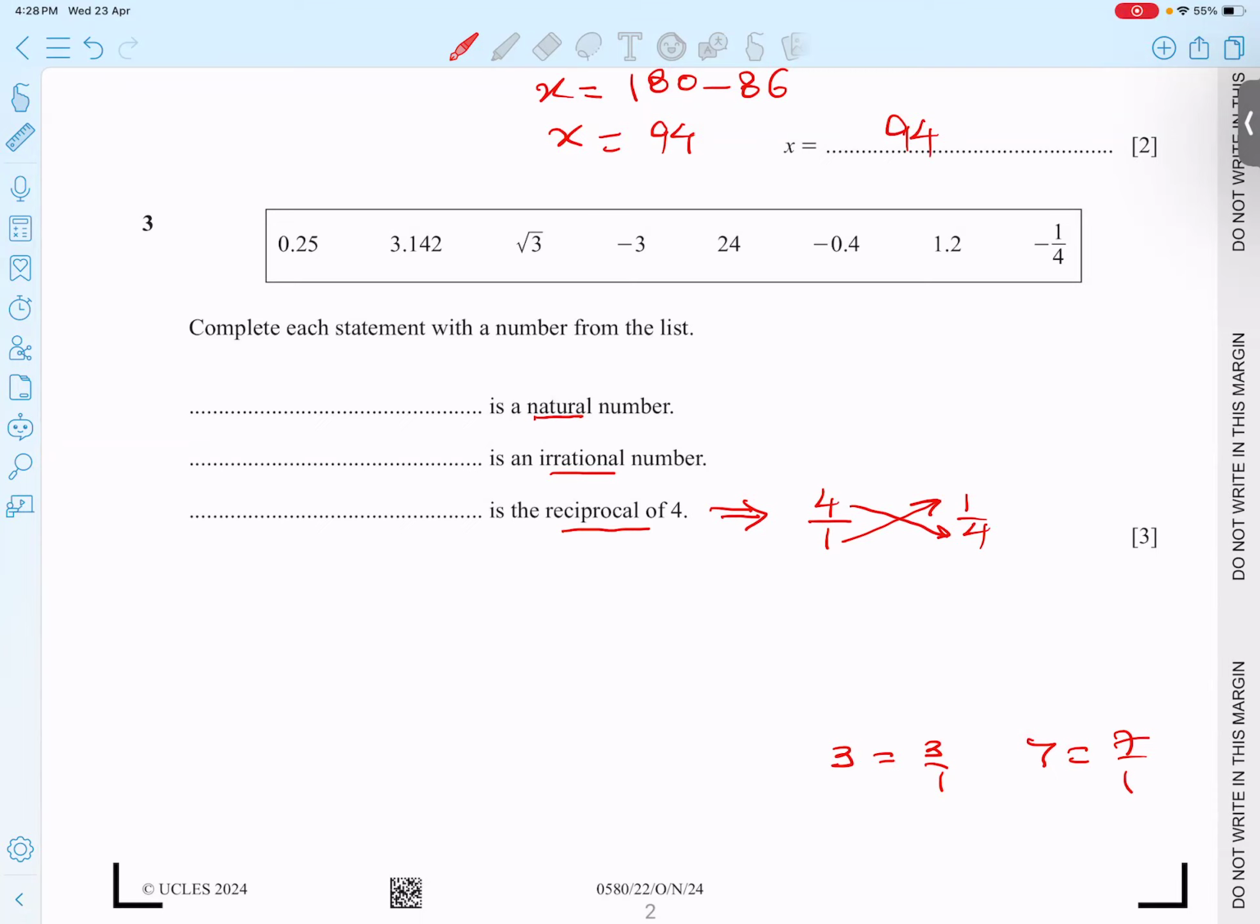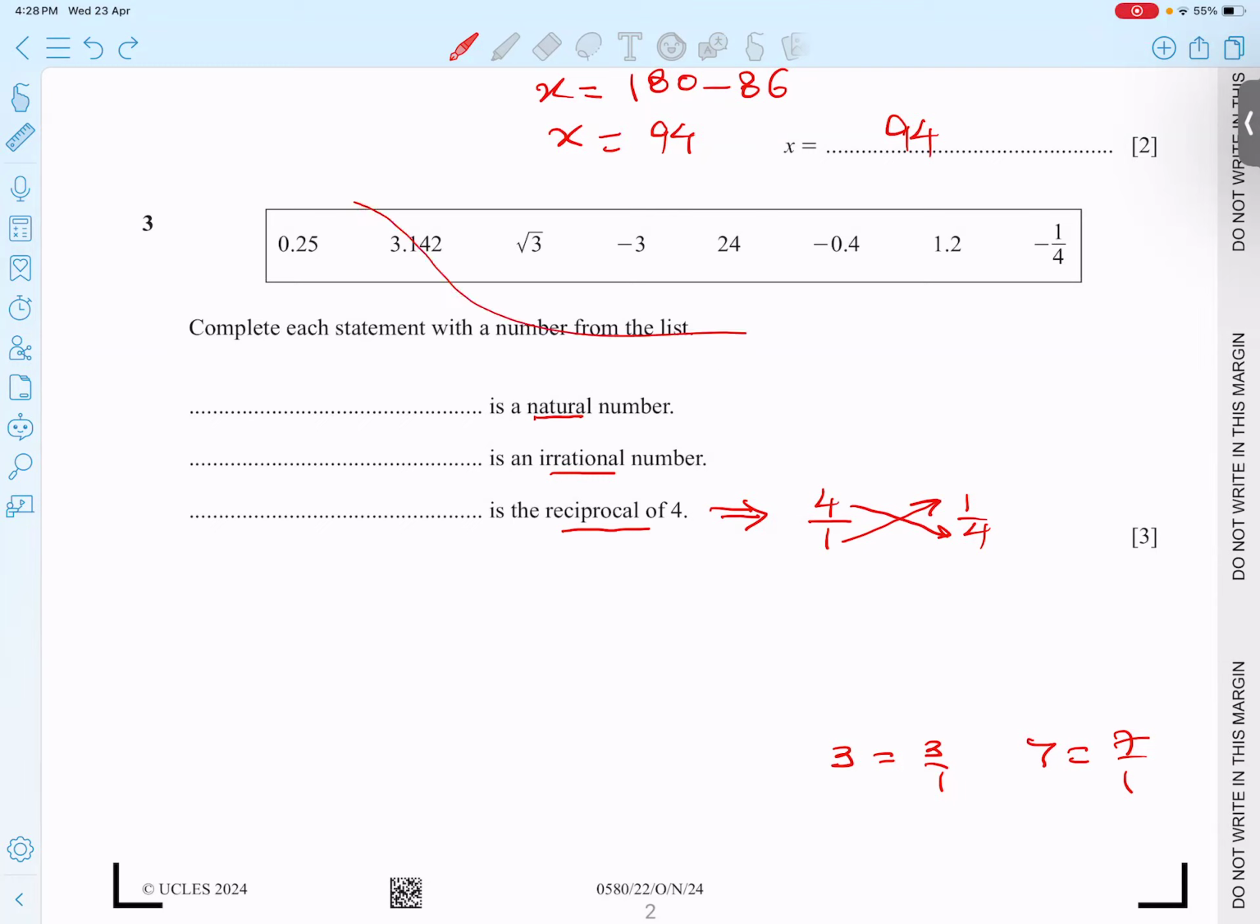Some people think the reciprocal of 4 is -1/4, which is wrong. That is called the negative reciprocal. So that is wrong. So where is the reciprocal?